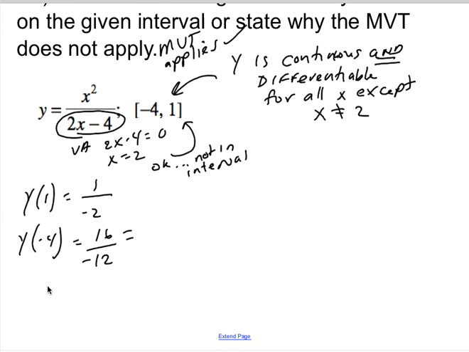So my old school slope, right? If I want my old school slope, it's going to be negative 1/2 minus a negative, so that'll be plus a 16 over 12, right?